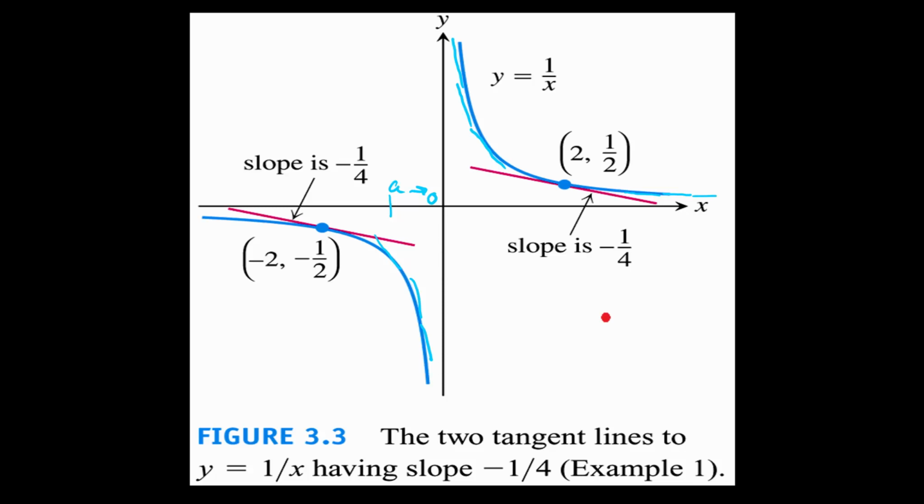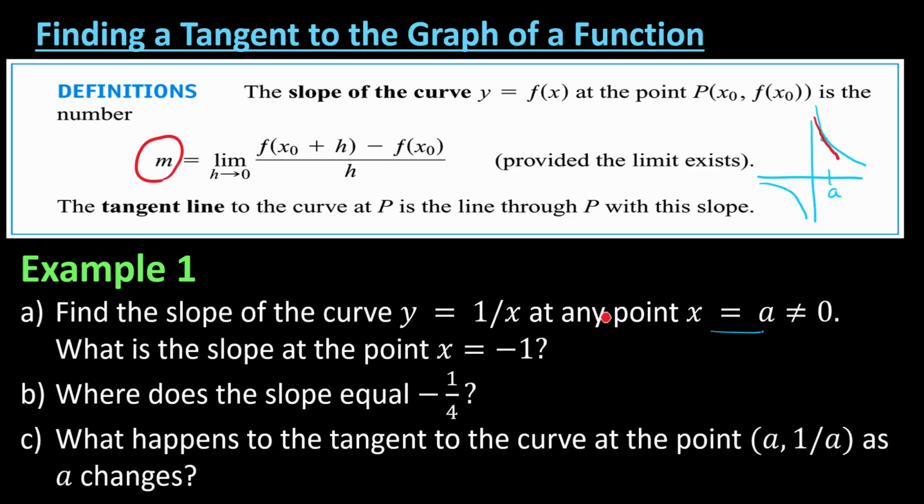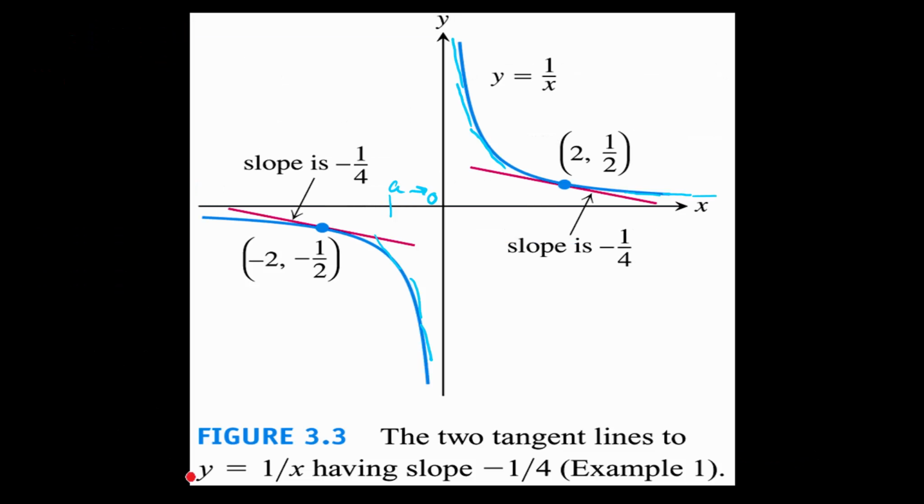Okay, so what can we observe? Let's answer letter C. It says, what happens to the tangent to the curve at a point a and 1 over a as a changes? Well, if your a is close to 0, as you can see, the lines would be very steep, and negatively steep. And then as you go further out, as your x gets large or your a gets large, the slopes are becoming more of a slow descent. So it's kind of a gradual descent until it approaches a slope equal to 0.